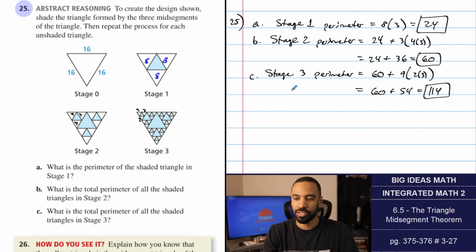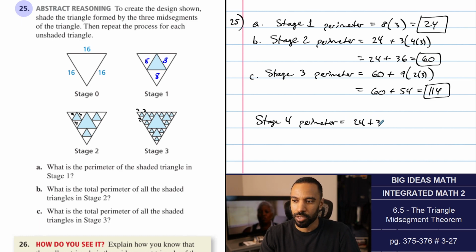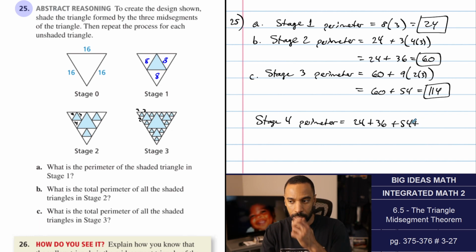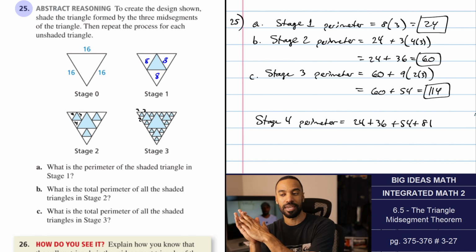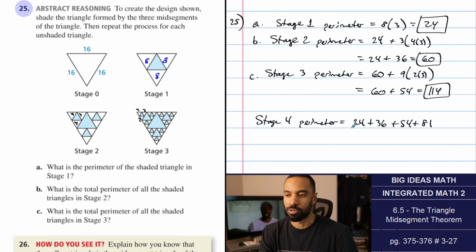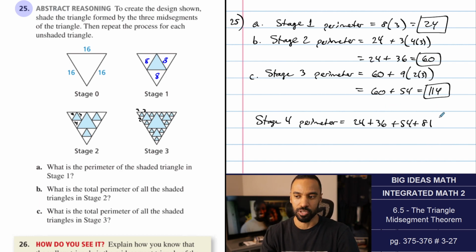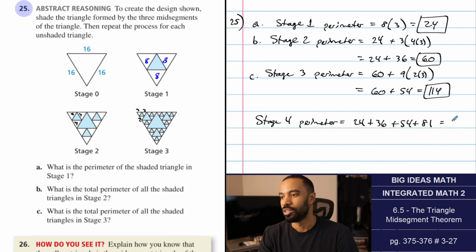Now, they didn't ask, but stage 4 perimeter, instead of just saying from 114, I would say this. It was 24 plus 36 plus 54 plus 50% more than 54 is 81. That would be my guess for what the next one would have been, because they seem to be increasing another 50% each time. This is just a made-up one, and I wish they kind of asked me that. What do I think that would be? Because I think I'd know. So 195 would have been that one.